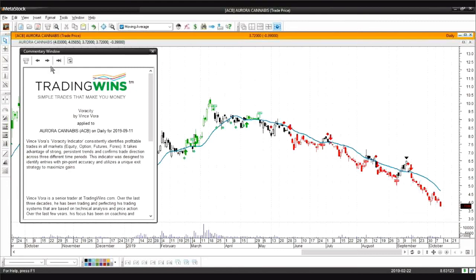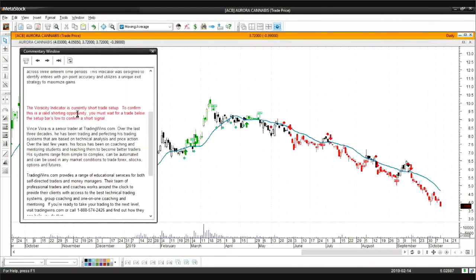But as soon as you have a setup, for example, it's going to tell you that you have a setup and which kind. In other words, if it's a short setup, it'll be red text. If it's a long, it'll be green text. And it'll also tell you what you need to see to confirm that it's a valid trade setup. In other words, what you're waiting for, for that arrow to appear. And in this case, it's telling you that to confirm this is a valid shorting opportunity, you must wait for a trade below the setup bar's low to confirm a short signal.